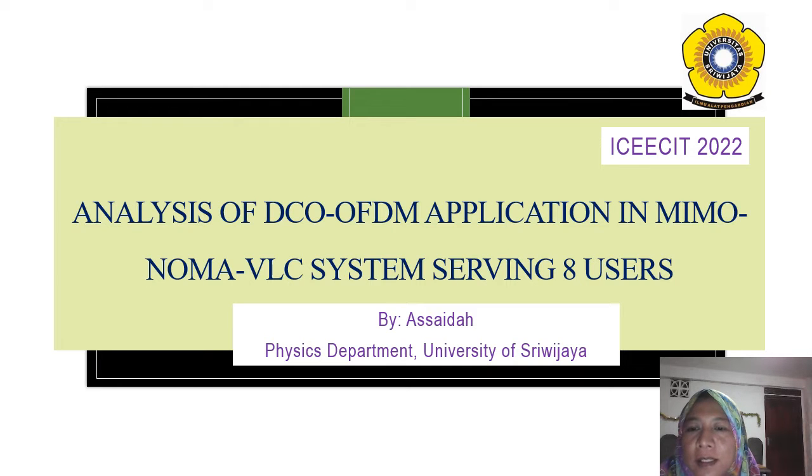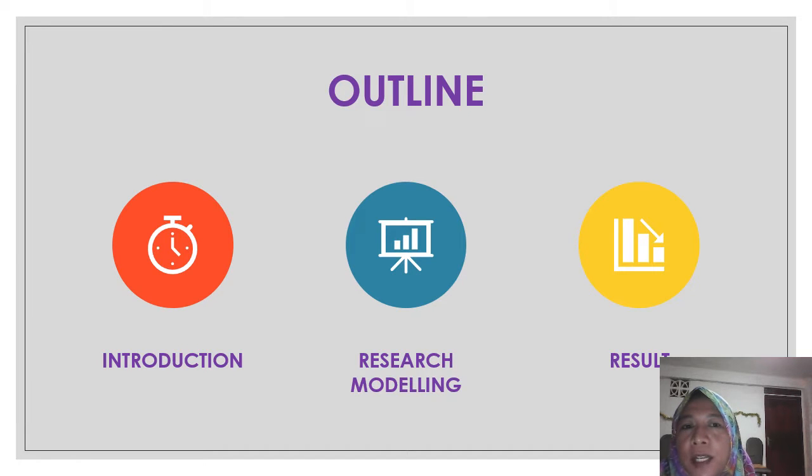The title is Analysis of DCO OFDM application in MIMO-NOMA VLC system serving 8 users. So the outline will consist of 3 sections: the brief introduction about the research, then how the research is modeled and simulated, and what the result is.